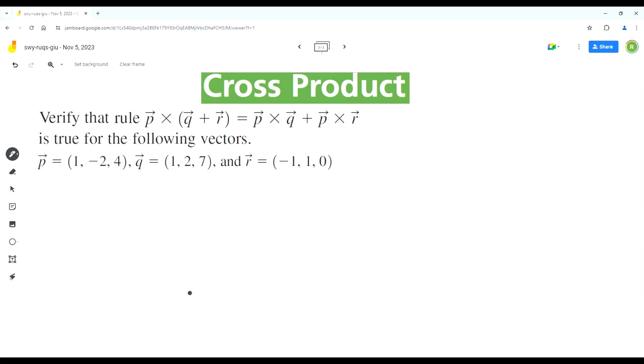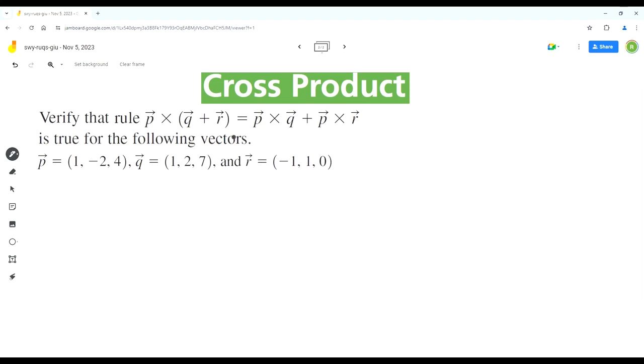So in this video, we'll solve this problem using the concepts of cross product. As per the problem, verify that the rule P cross (Q plus R) is equal to P cross Q plus P cross R is true for the following vectors. So we are given the three vectors P, Q, R and we have to prove that this rule is true for these three given vectors. So let's start with the left side.